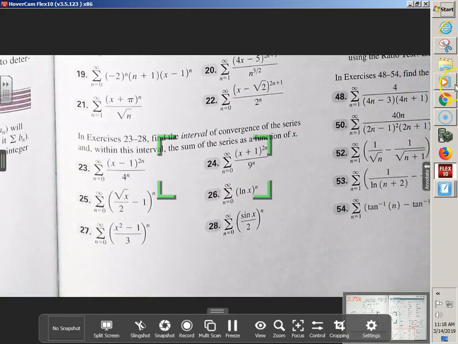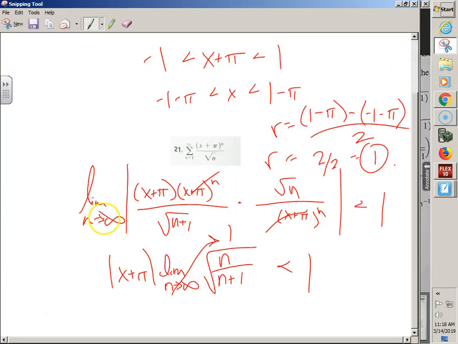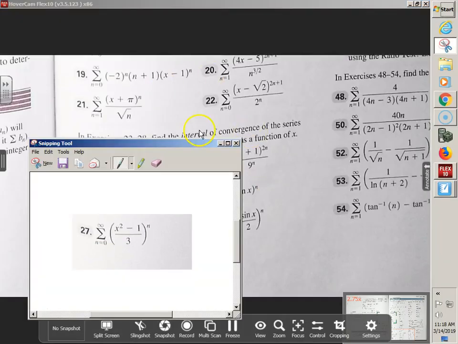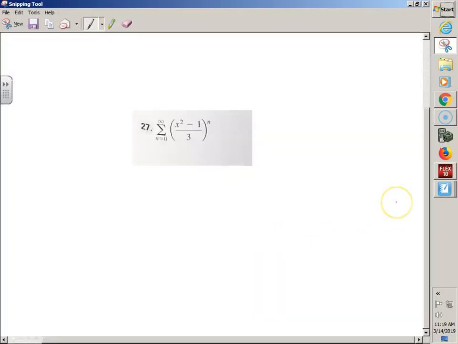Is it one of the other sum things? Oh, it's a geometric series. Do you see it? Yeah, I didn't even do the other test. I just said. Oh, good.